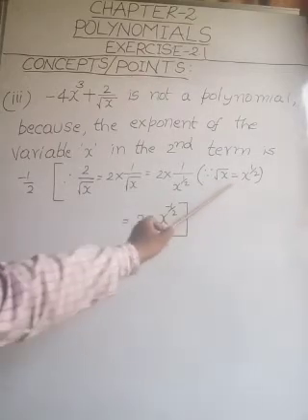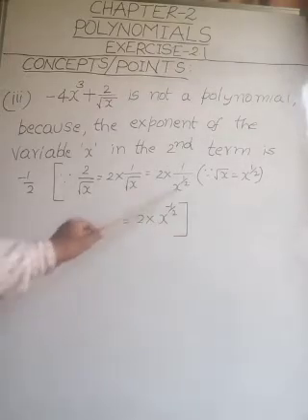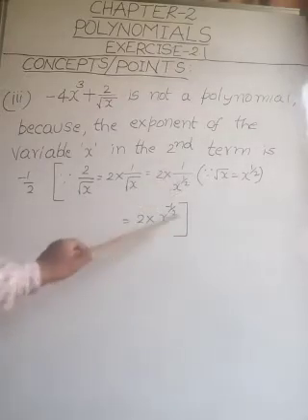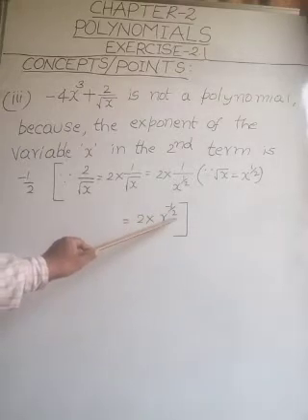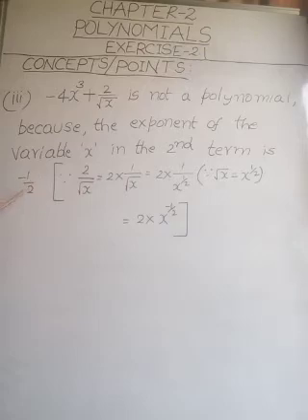Do you remember this one point, my dear children? Right. That is equal to 2 into 1 by x power 1 by 2, which can be written as x power minus 1 by 2. Now, what is the exponent of x here? Minus 1 by 2. It is not a non-negative integer. It is a negative rational number. Okay, my dear children?